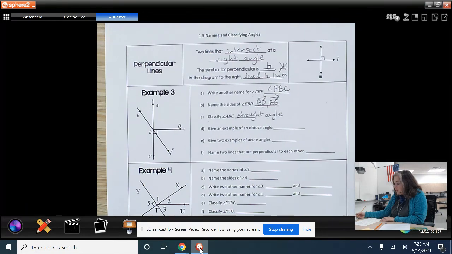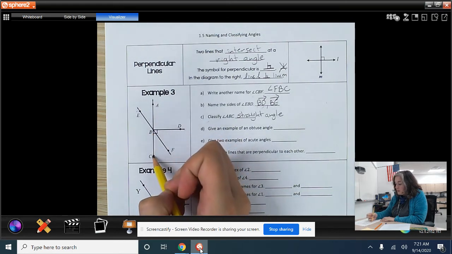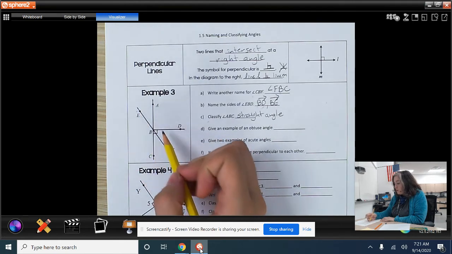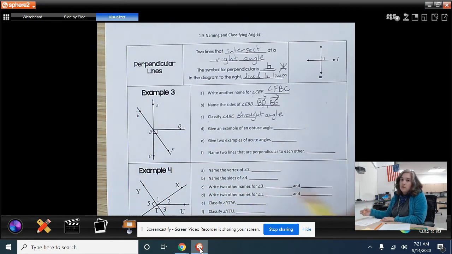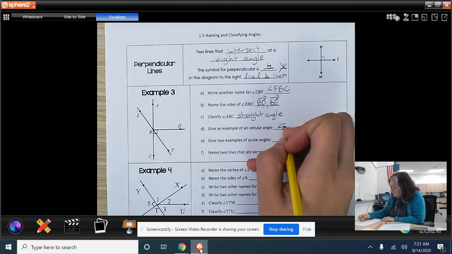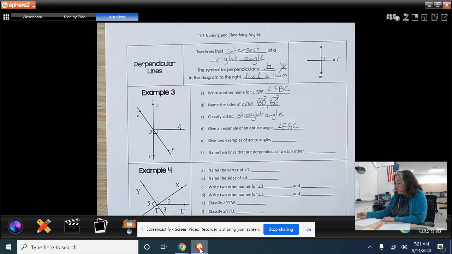We want to give an example of an obtuse angle. There are many on here to choose from. Off the top of my head, I am going to pick EBC. But you could go with EBD, you could go with ABF. There's lots on here to choose from, so don't feel like that's the only option. But EBC is the one I'm going to go with.